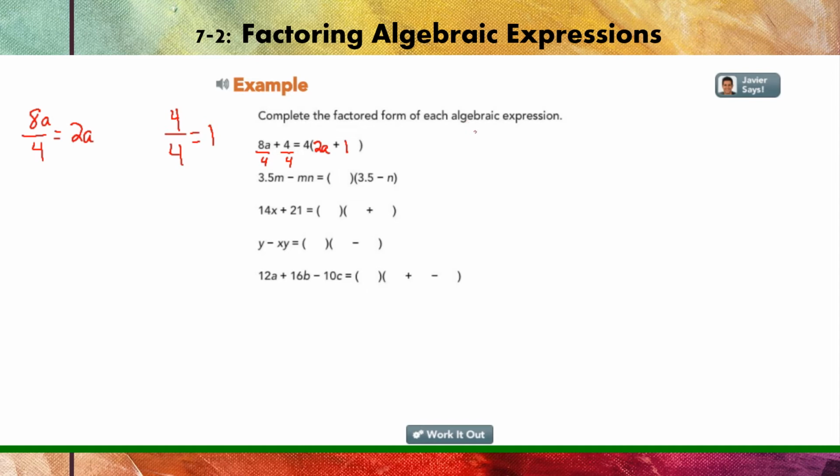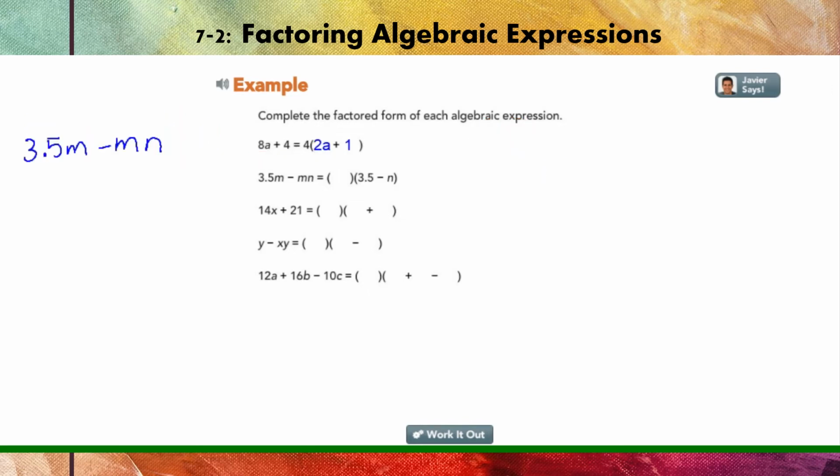Now you can check to make sure you factored it correctly by distributing it back in. So I'm going to distribute 4 times 2a, that is 8a, and then 4 times 1 is a positive 4. Now I look back here, those two are equivalent, so I know I factored that out correctly.